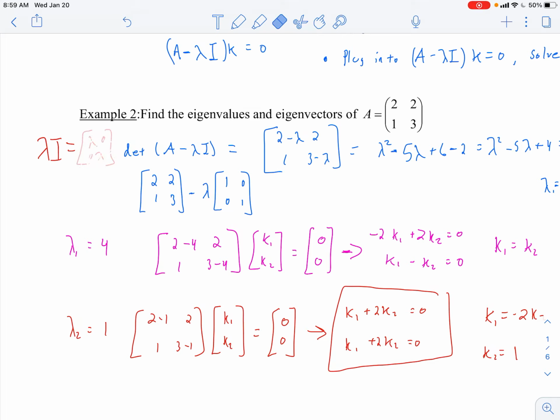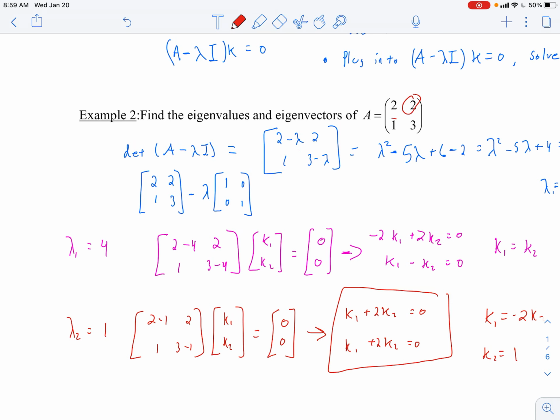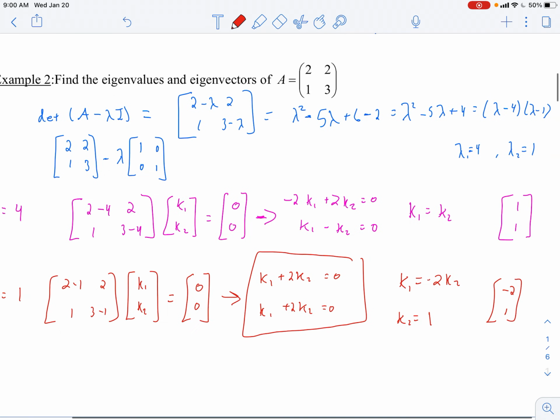So anytime we're doing the determinant of A minus lambda I, you're going to have a diagonal. It's just going to be whatever that first value is minus lambda, and whatever the other value on the diagonal is, which is 3, it's going to be 3 minus lambda. As you go along the diagonal, you're just going to subtract the lambdas. Everything else pretty much stays the same. Notice the 2 and the 1 stay 2 and 1.